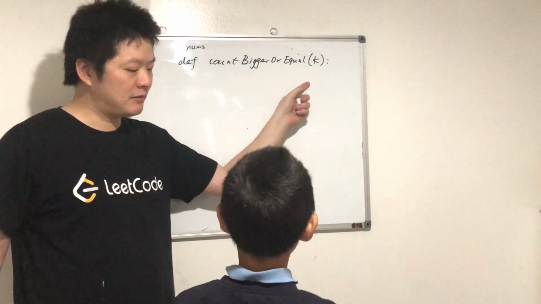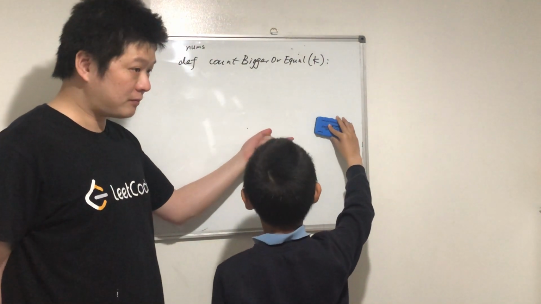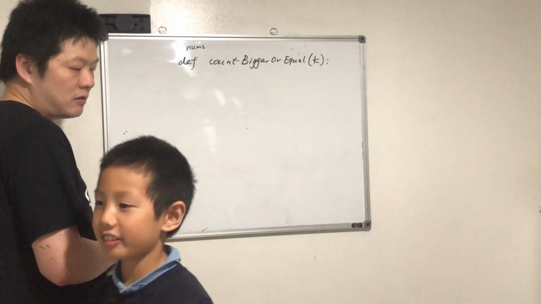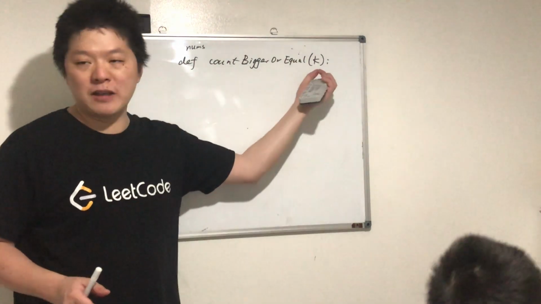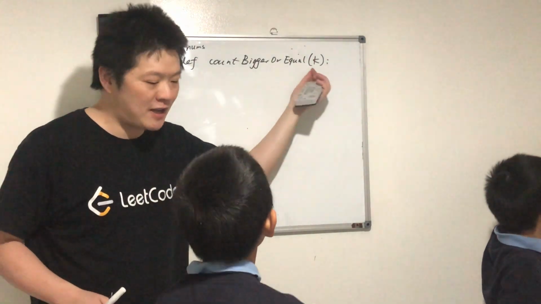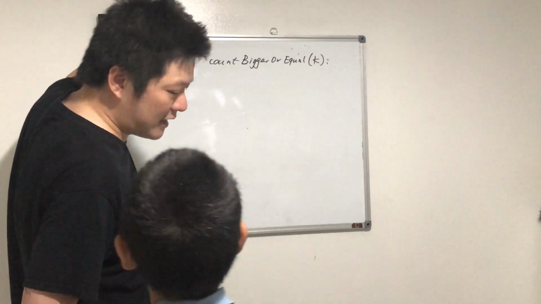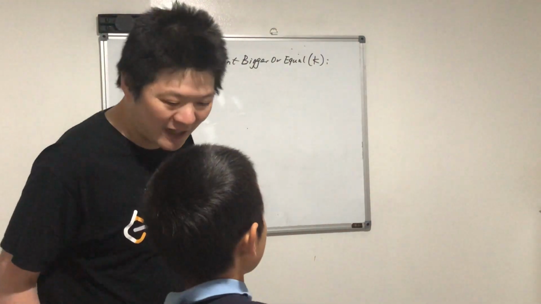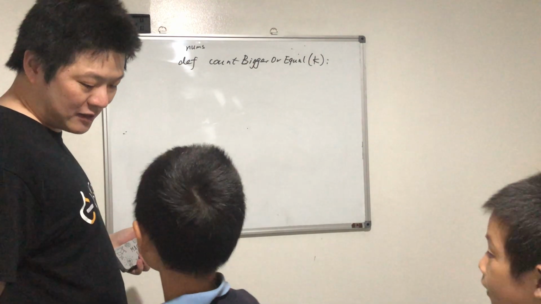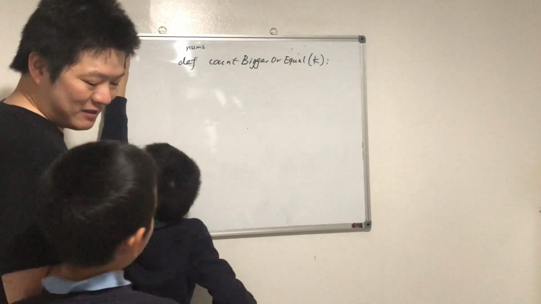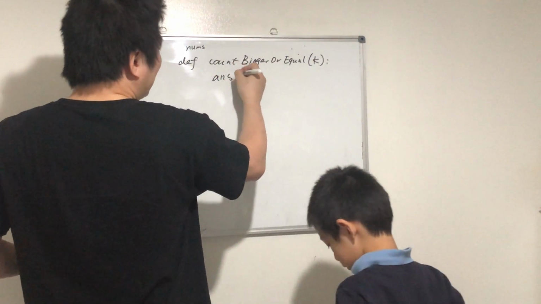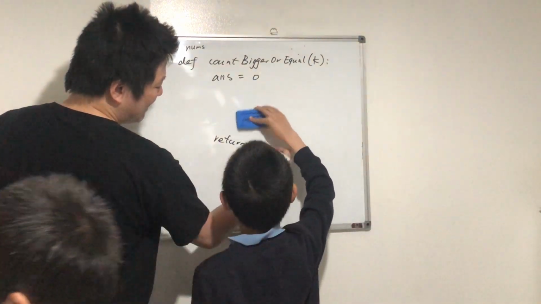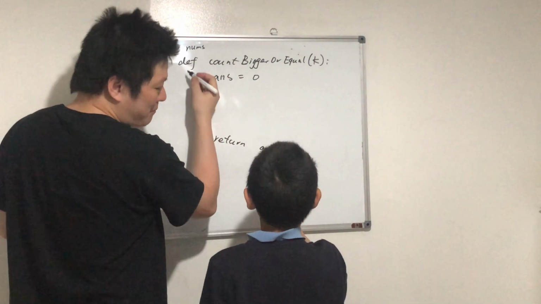How can we implement this function? This is supposed to be very easy, right? Count bigger than or equal to k. How can we count it? I'm saying now it's the simple version: I want to count the numbers in this array that are bigger than or equal to k. Can we just do it with a for loop? Can you write the for loop? Eric, look. Answer equals 0, and then at the end you need to return answer, right? And I want to go through the numbers in nums.